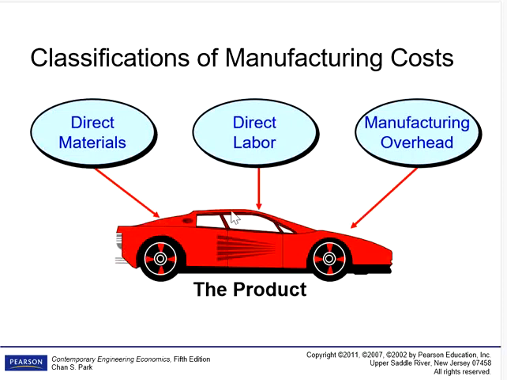What is direct labor? The labor who work on making this product directly, we call them direct labor. Manufacturing overheads are those costs which are not material and not labor, but were necessary to make this car. For example, the cost of electricity used, or the depreciation of machines used in making this car. These are all overhead costs.